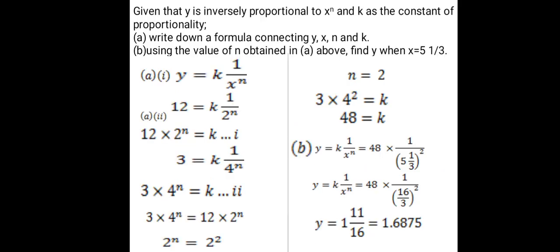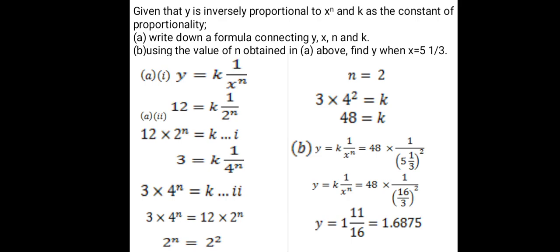Given that y is inversely proportional to x^n and k is the constant of proportionality, A. write down a formula connecting y, x^n, and k. B. Using the value of n obtained in A above, find y when x is equal to 5 and a third.